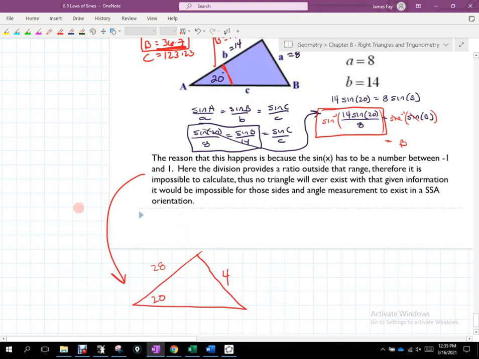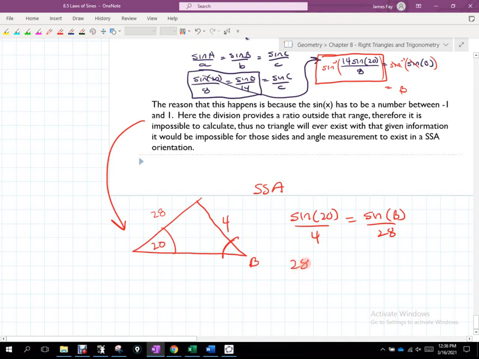Okay, and I asked you, can you find, because this is the angle side again, can you find angle B? So we would go sine of 20 over 4 equals sine of B over 28, right? Is everybody okay with that? Okay. When I cross multiply, 28 sine of 20 equals 4 sine of B. Divide both sides by 4, correct? Okay. And then take the inverse of both sides, correct? And that will just give me eventually B.